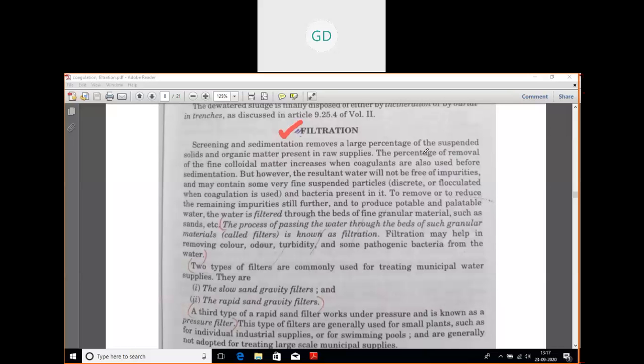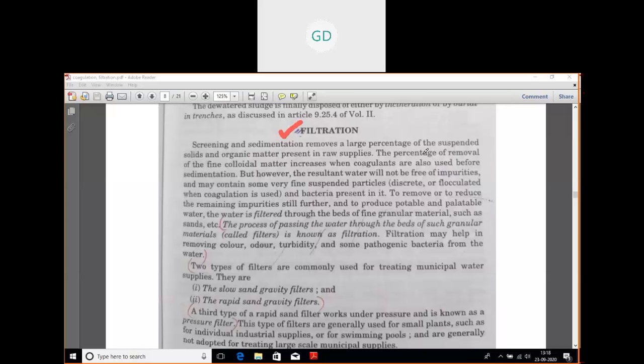Turbidity is there, color is there, odor is there, isn't it? And there are pathogenic bacteria also present in that water. So we cannot supply that water to the public like that. Even though you have removed some of the very minute particles by adding coagulants, after adding coagulants there will be some odor, some turbidity, again some color, and most importantly there will be pathogenic bacteria present in that water.